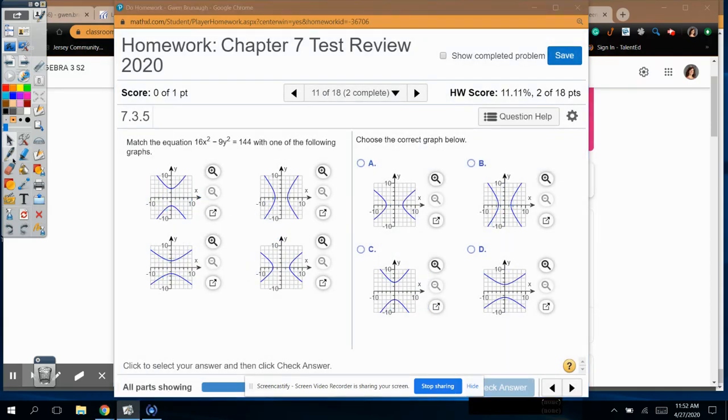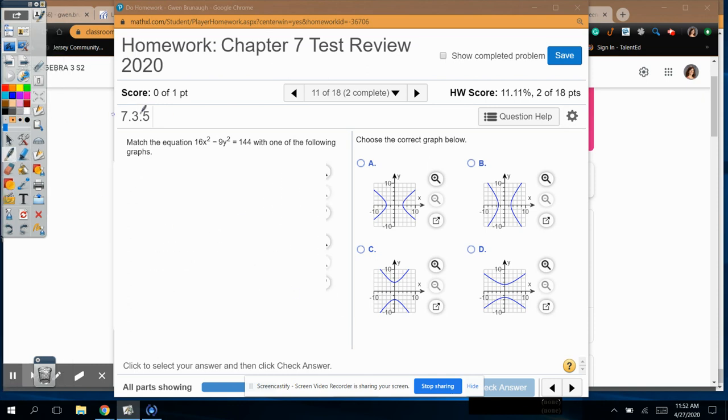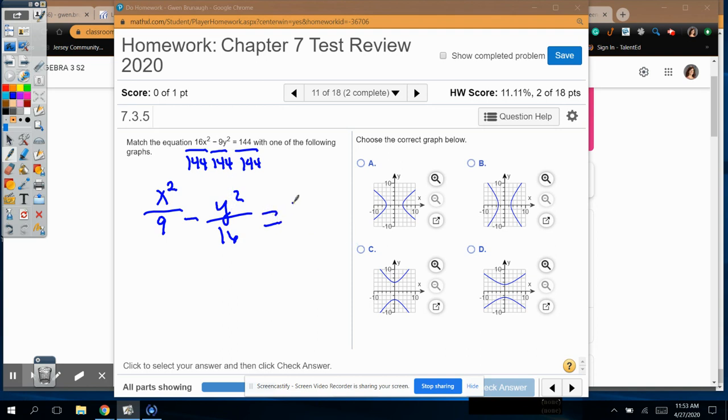Okay, now on this one, same type of thing, except you have to get 1 on one side first. So you're going to divide everybody by 144, and you're going to simplify those fractions. 16 over 144, if you hit math 1, will tell you 1/9. So that's x squared over 9 minus y squared over 16. If you take 9 over 144 and math 1 it, equals 1. So it's going to be in the x direction. So it's going to be this way, which is the x direction.